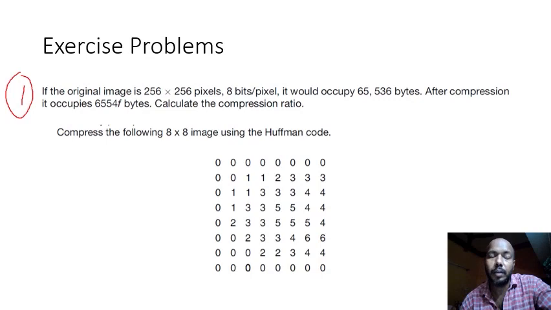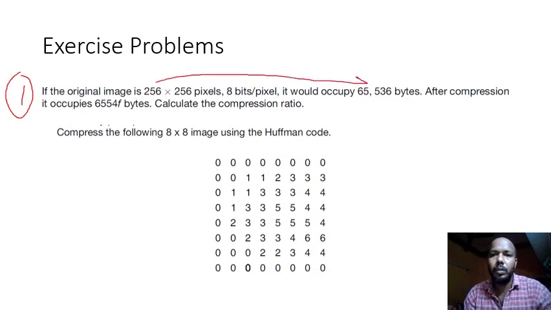We calculate that 256 into 256. So this 256 by 256 is giving this many bytes. How I used it is, each pixel is represented by 8 bits. So 8 bits is equal to 1 byte. So that 256 cross 256 will give 65,536 bytes.